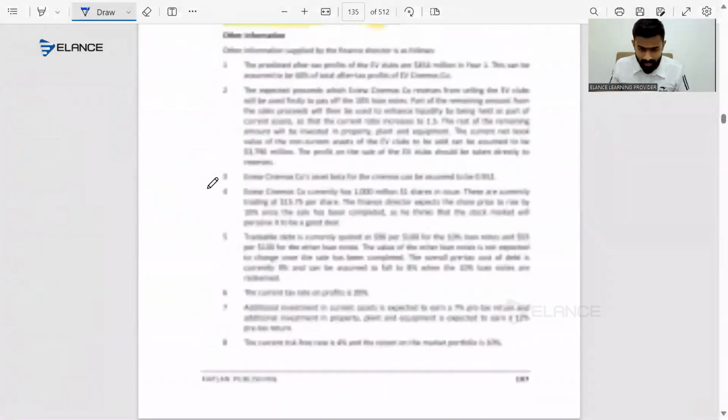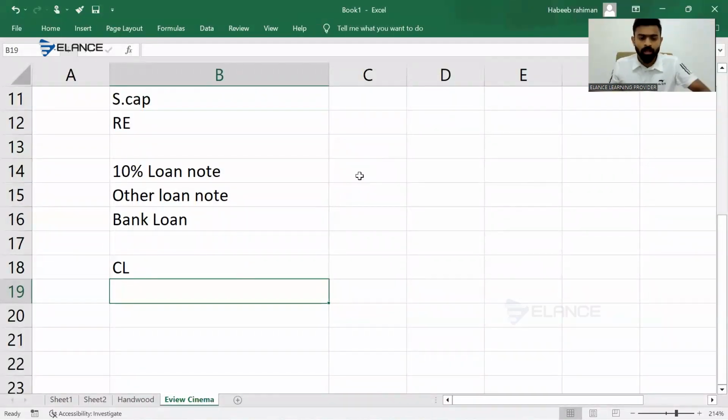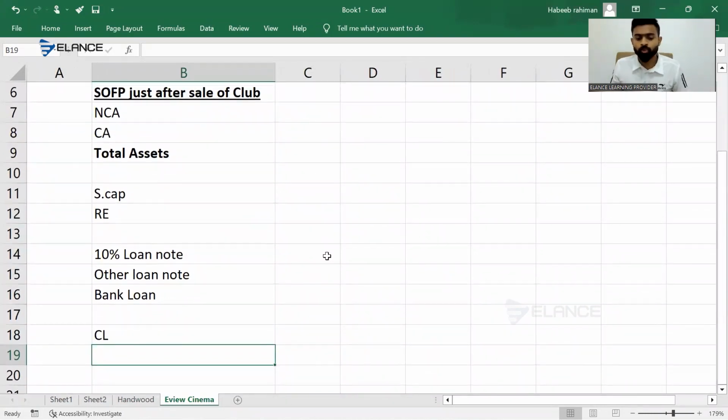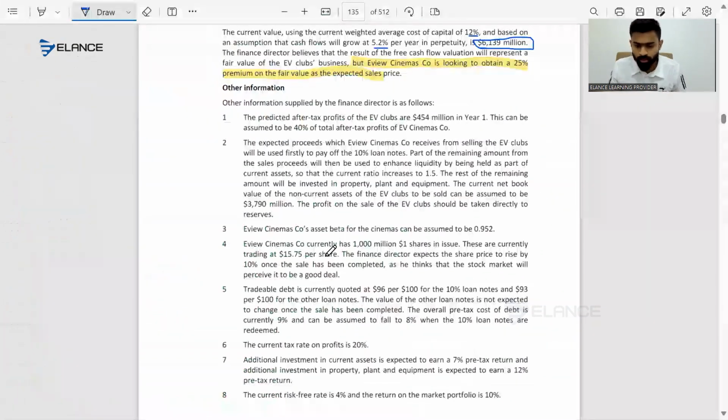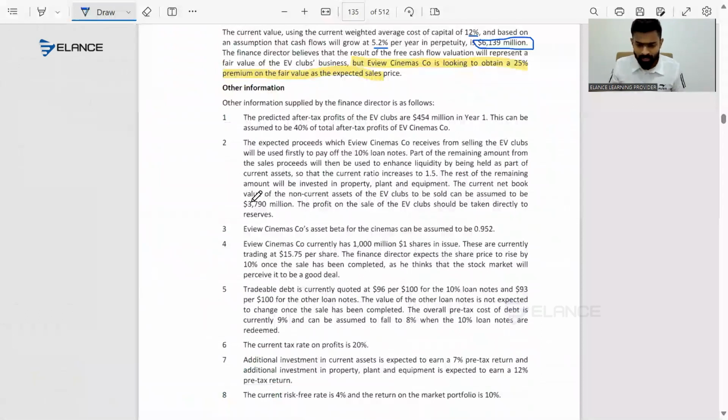After reading the adjustments, they are planning to pay off the 10% loan note, similar to the previous question. The expected selling price, the proceeds, they will use to pay off the 10% loan note, and the remainder will be invested in current assets in order to increase the liquidity, and the balance figure they will invest in non-current assets. And the current book value of the non-current assets of the EView club is 3790.